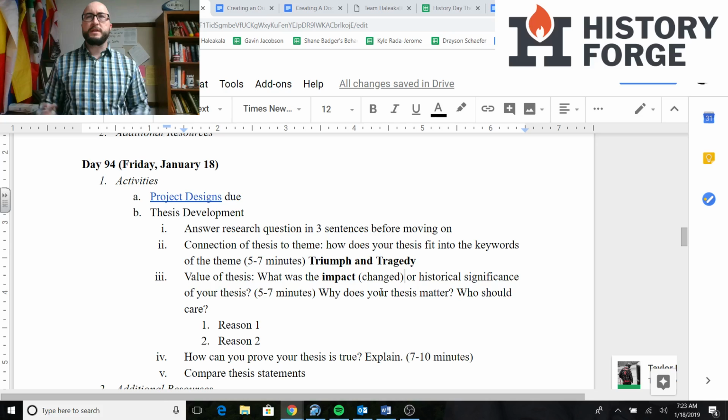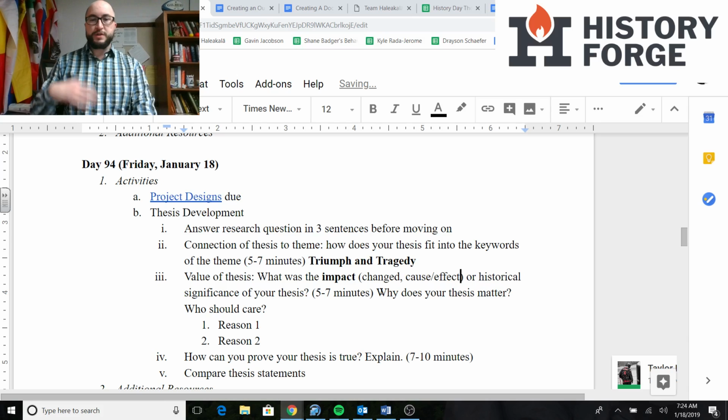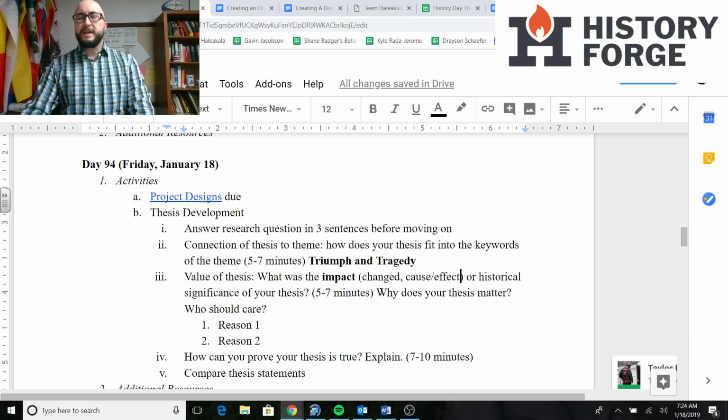Use your imagination. If you're not 100% sure, think about it. It's all right, well, what would this have? What could this thing have done? If this is the cause, what's the effect? Okay, so really be thinking about that too. I'll even write that in there, cause/effect. I want you to be reflecting on that. And again, you're just going to do this on notebook paper. So just take a piece of notebook paper out, write your thesis, and really try to think about the impact.